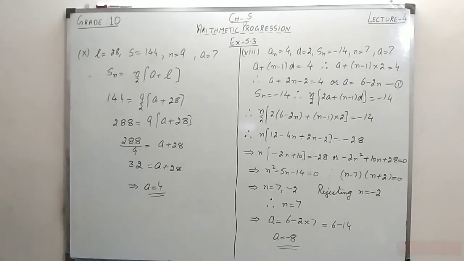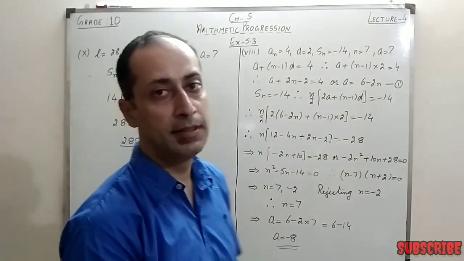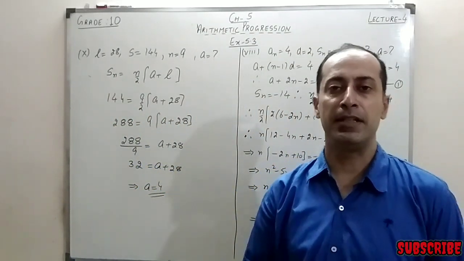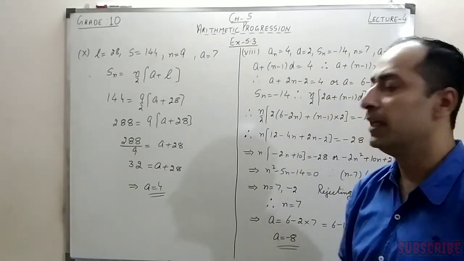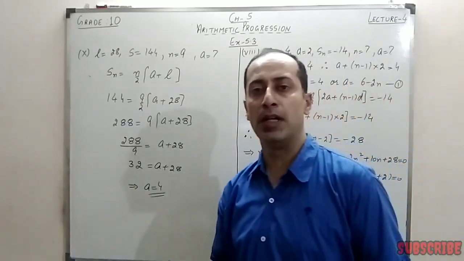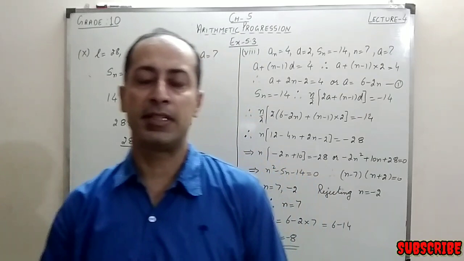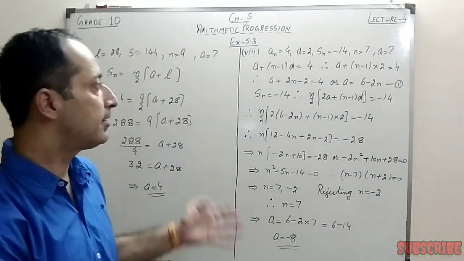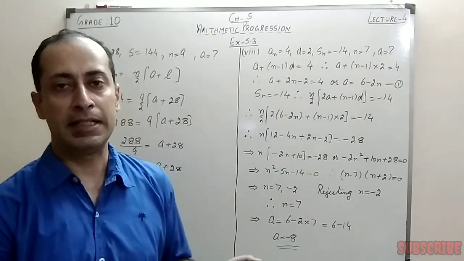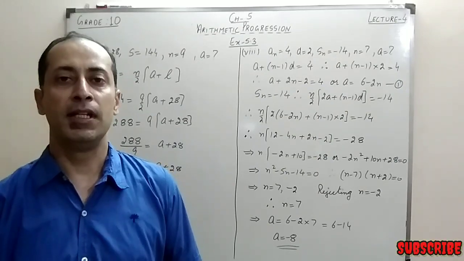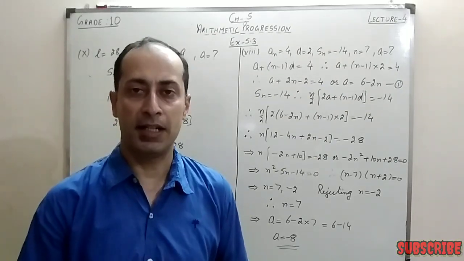So this was about the sum of n terms of an AP and some of the questions from exercise 5.3. We have a lot more questions to do from these exercises. There are many questions still left because we have just reached the third question's 10th part. There are many more questions which we'll be covering in the coming lectures, right?